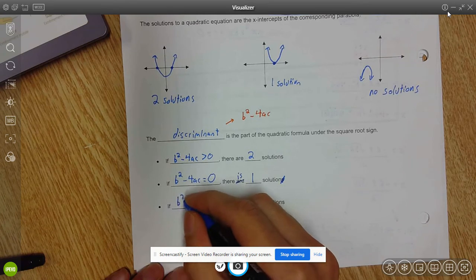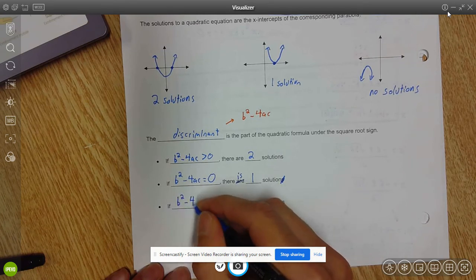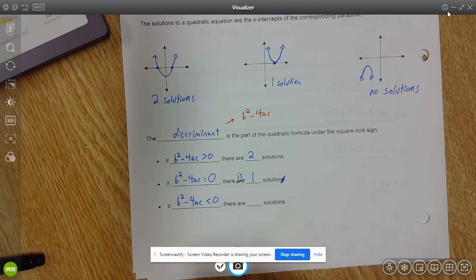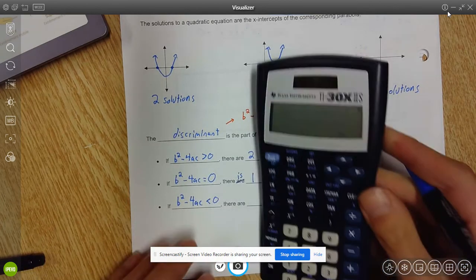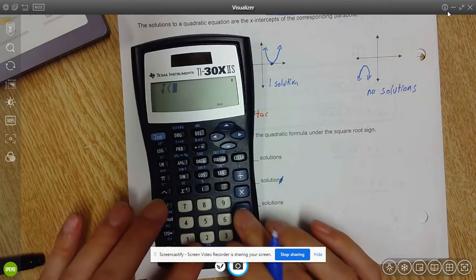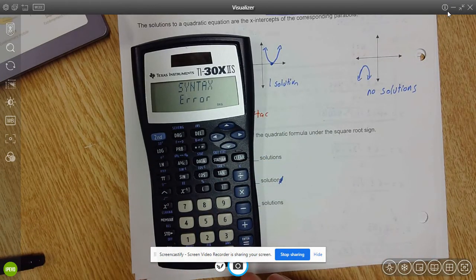Now it's also possible that I get a negative under the square root sign. What happens when I try to take the square root of a negative? So you can try on your calculator now. Maybe pause the video and give that a shot. If I take the square root of a negative number, my calculator can't do it. So negative numbers don't actually have real square roots.